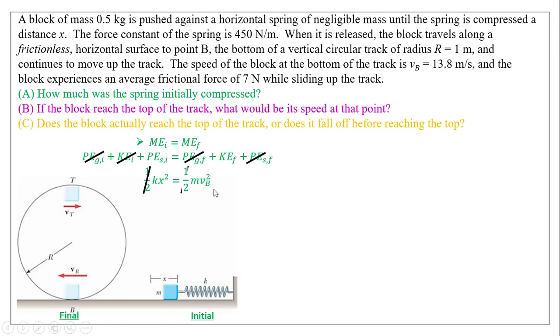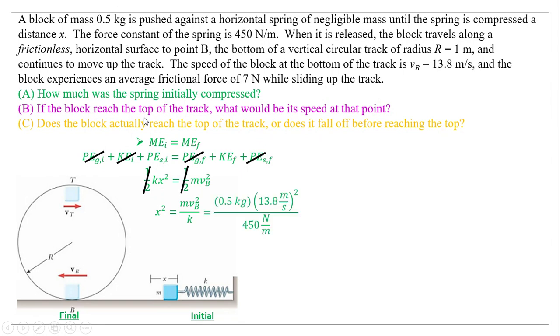The halves cancel out. The question asks for x, so I'm going to go ahead and isolate for x squared first by dividing both sides by k. So I'm just going to move k down to the bottom right in this equation. This is x squared. Well, we know what m is. We know what VB is. VB is given in the problem as 13.8. K is 450 newtons per meter. And then the mass, once again, is 0.5 kilogram. And all this is in the wording, which I hope you pause and read.